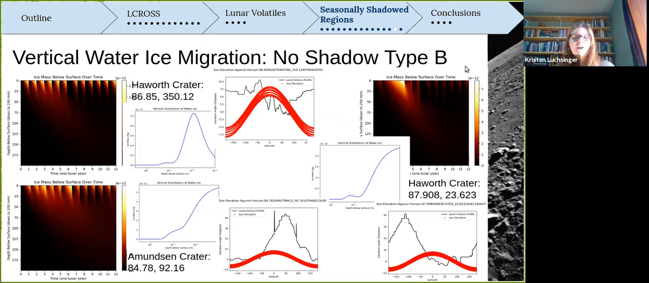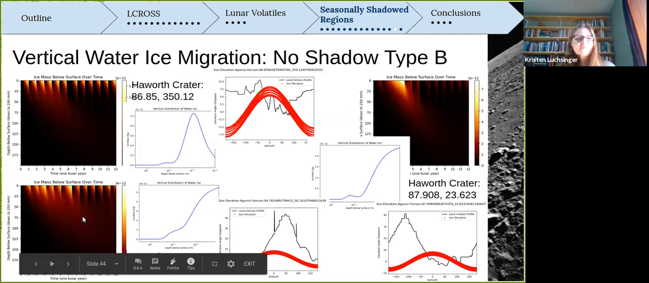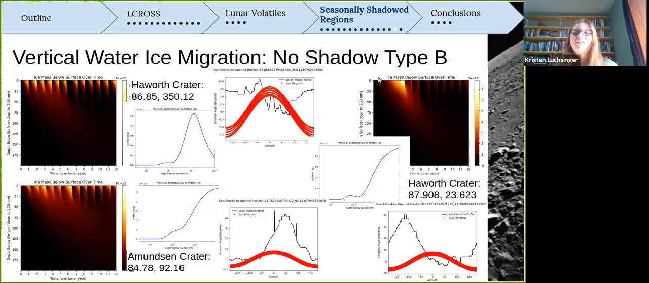So I thought this one was really, really interesting. It's suggesting that at the very high latitudes, the game changes a little bit. You're not just looking at no shadow type B, you're looking at no shadow type B that looks exactly like seasonal shadow unless you look a little bit closer. So I thought this one was really interesting as well.